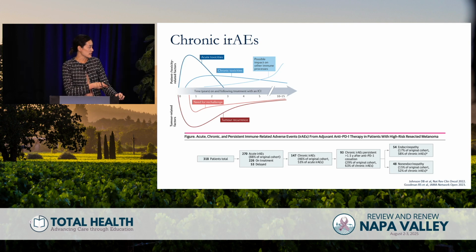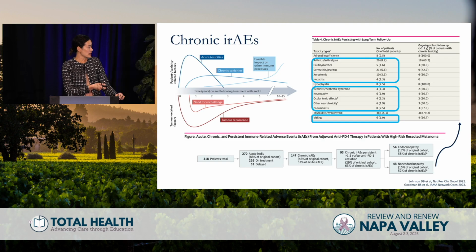Not surprisingly, the majority of these chronic IRAEs were endocrinopathies, but at the same time, it is important to realize that non-endocrinopathies can also become chronic. Specifically, the most common among them in this 300 patient group were arthritis, arthralgias, and also dermatitis and or pruritus. But there's a smattering of other potential side effects, as you can see here: xerostomia, hepatitis, neuropathy, the list goes on.